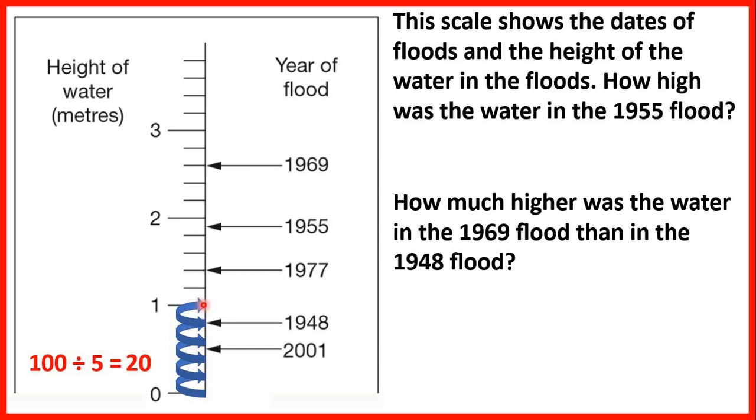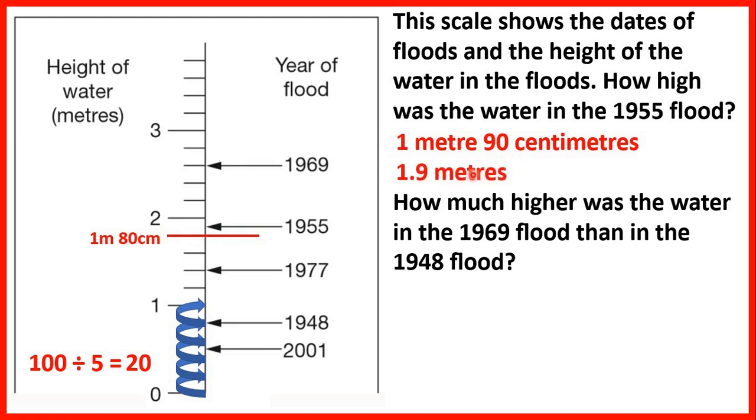So if this is 1 metre, then we have 1 metre 20, 1 metre 40, 1 metre 60, 1 metre 80 centimetres, and then we can see that the arrow is between 1 metre 80 and 2 metres. So that's 1 metre and 90 centimetres. We could also write our answer as 1.9 metres or 190 centimetres.